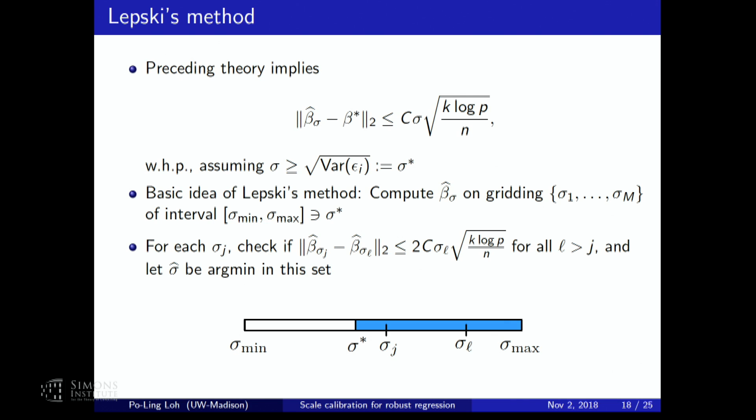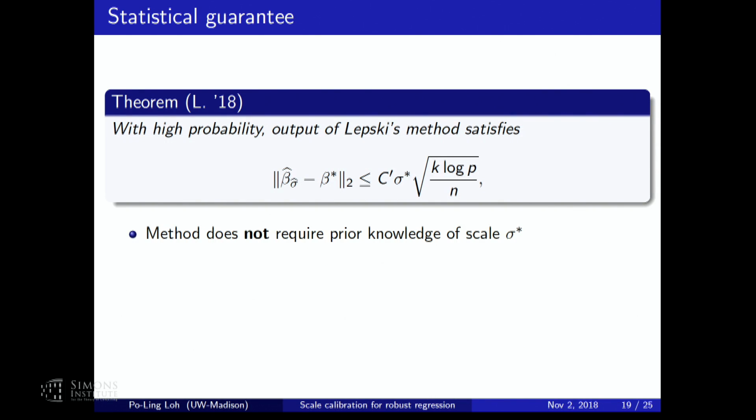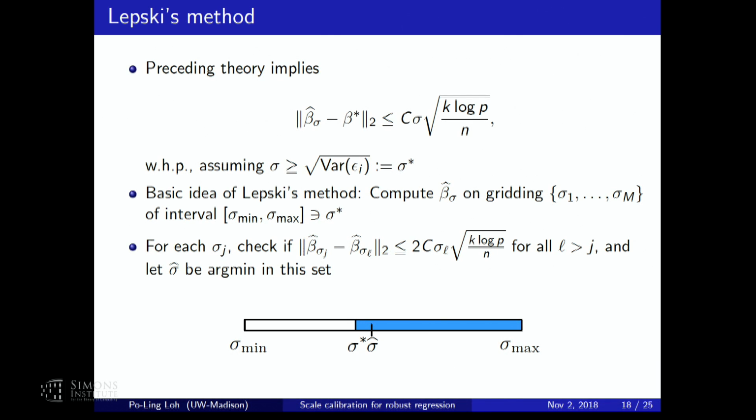So just to repeat, the method is simply compute on a grid of values, but then you have this extra screening method that tells you what is in my good set, what's in my bad set, and then take the min over all of these. Okay, so at the end of the day, you end up with a result. And for those of you who have used Lepski's method, this is not surprising. And the hard work in showing this is not to show that Lepski's method works, but to show the required inequality that will then allow you to apply Lepski's method.